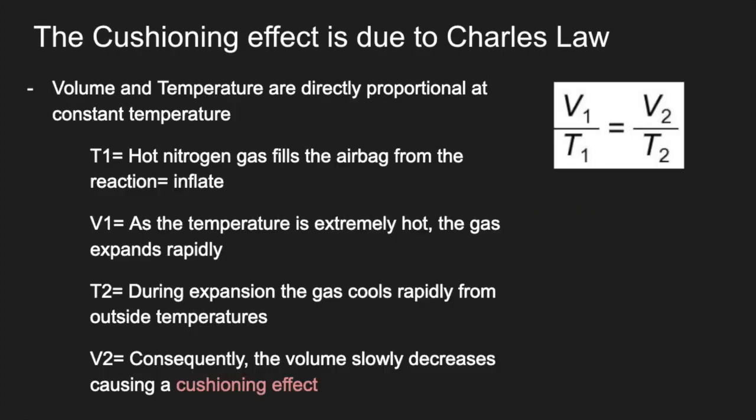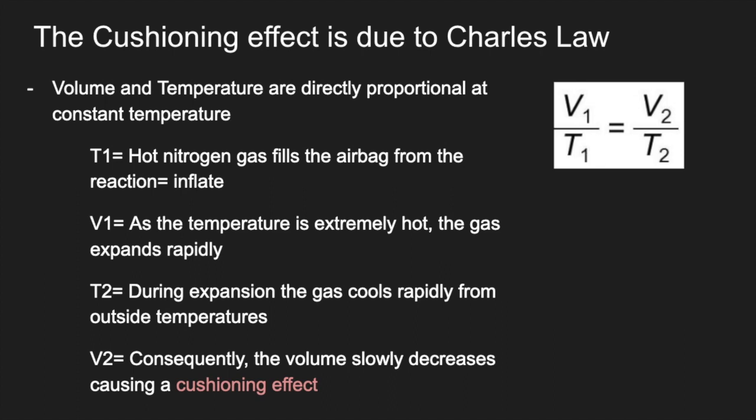I will now explain how Charles' law explains the cushioning effect of airbags. As we all know, volume and temperature are directly proportional at constant pressure. This can be modeled by the equation V1 over T1 equals V2 over T2. V represents volume while T represents temperature.